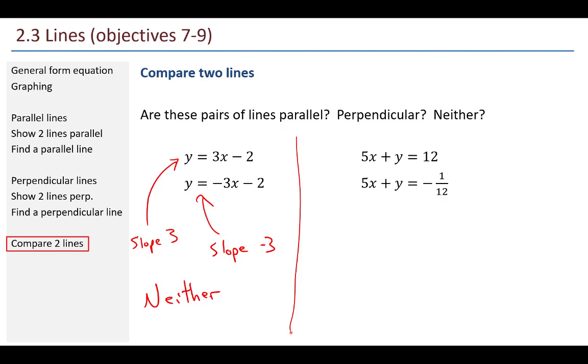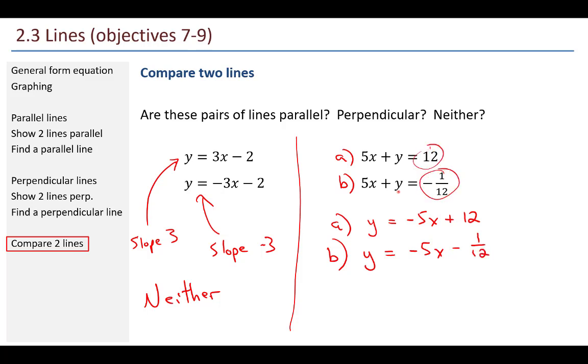How about this second case? I need to find slopes, so how about if I solve for y? I'll label these A and B. So equation A, when I solve for y, I get y equals negative 5x plus 12. And equation B, when I solve for y, y equals negative 5x minus 1/12. Now, they tried to trick us, right? There's a 12 and a negative 1/12, but that doesn't matter at all. The only thing that matters is the coefficient in front of the x. That tells us the slope. And so, it looks like both of these have slope negative 5. These are parallel.